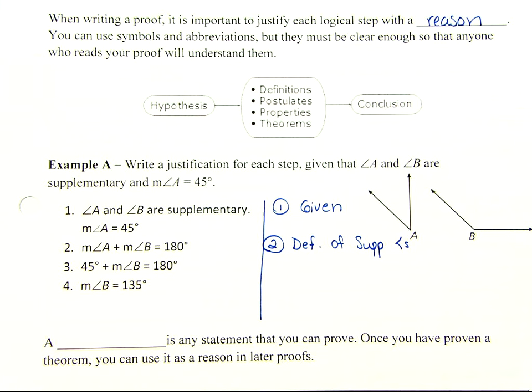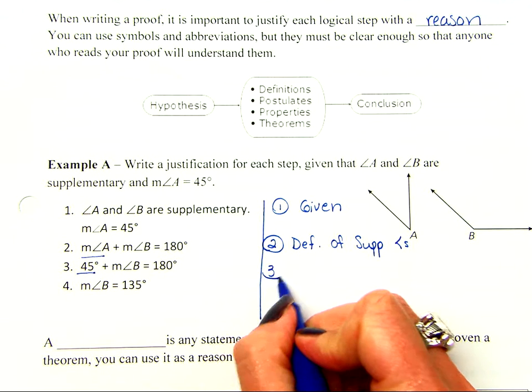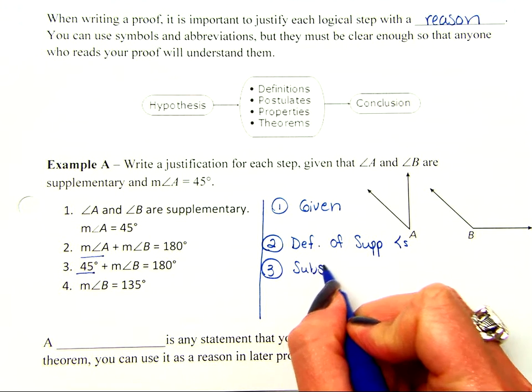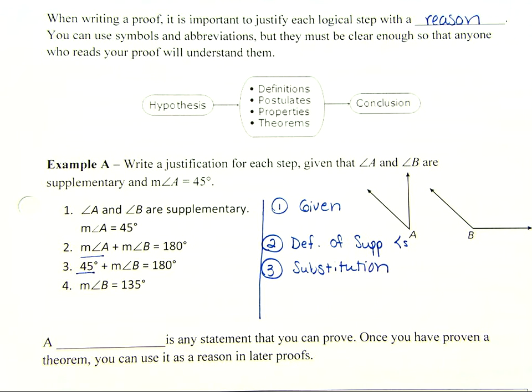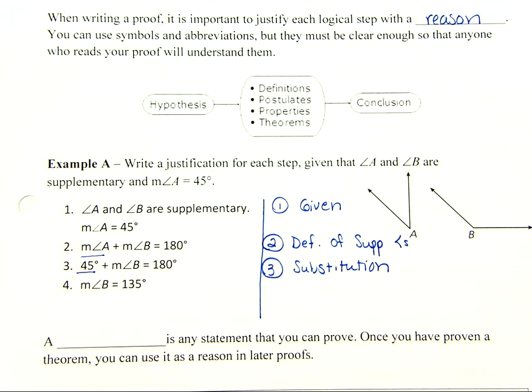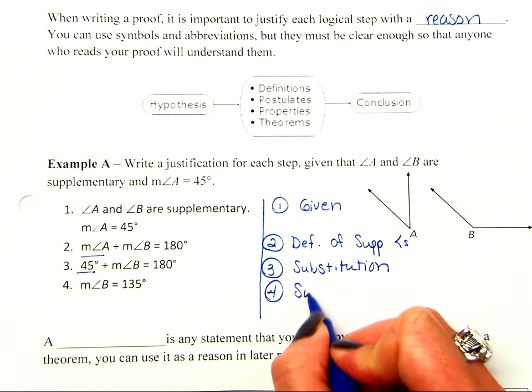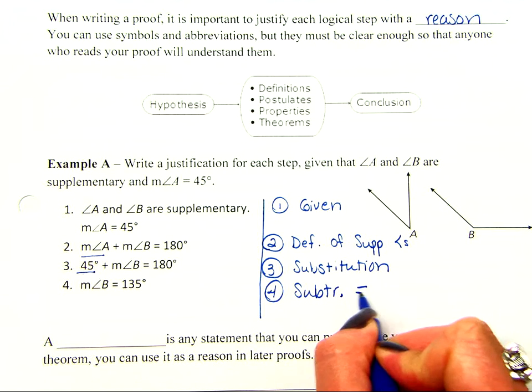Now, I'm looking from step 2 to step 3, comparing, and I see, well, the thing that changes is instead of saying angle A, they are now saying 45 degrees. So what have we done? We have made a substitution. And finally, why can I say that from step 3 to step 4, the measure of angle B is 135 degrees? Well, we can see that we would have subtracted the 45 degrees from both sides. And so we are using the subtraction property of equality.